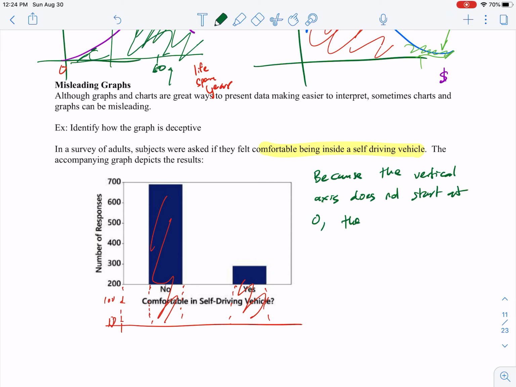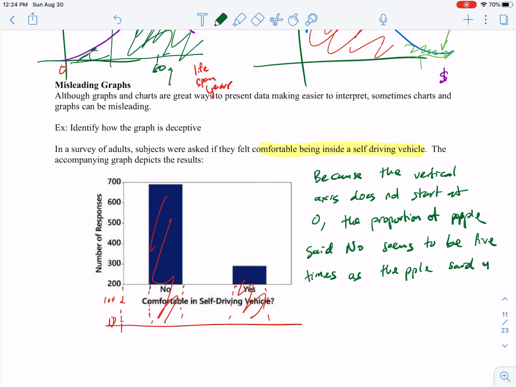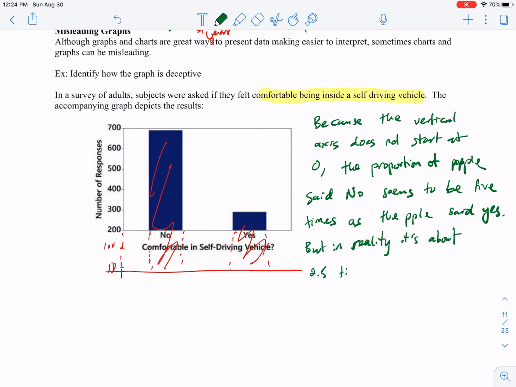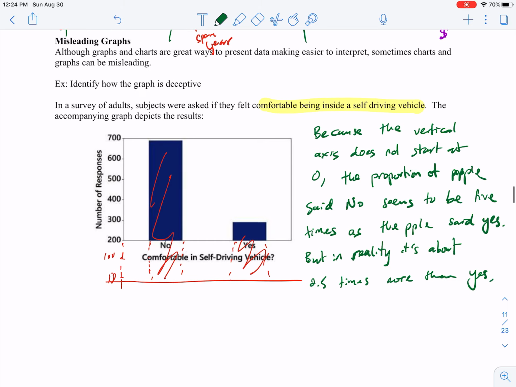The proportion of people who said no seems to be 5 times as many as the people who said yes, but in reality it's about 2.5 times more than yes, right? Would you agree? So some graphs will do that.